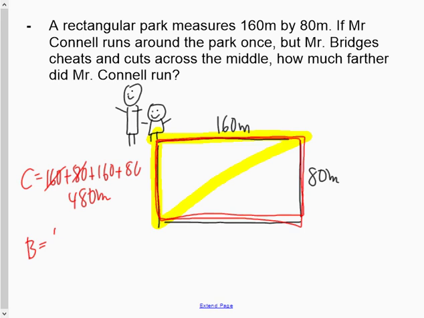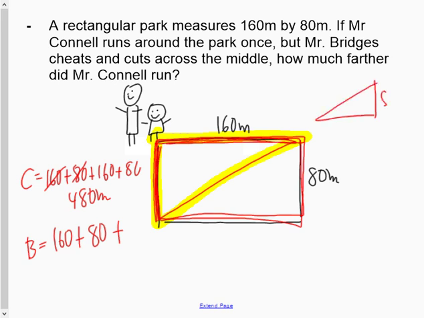Mr. Bridges ran 160 right here. He also ran another 80, plus he ran this distance here, which we have to figure out. Okay? And that distance there is really the hypotenuse of this right triangle here. So we're going to put squares on here. This will be 6,400. This will be 25,600. And this will be 32,000, I think. Is that right?